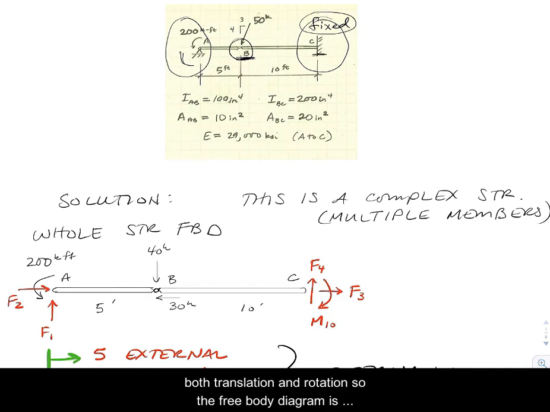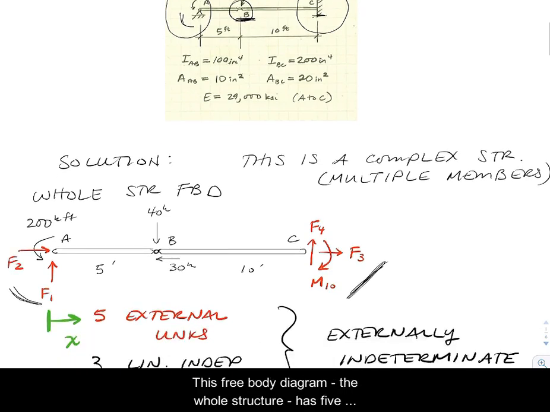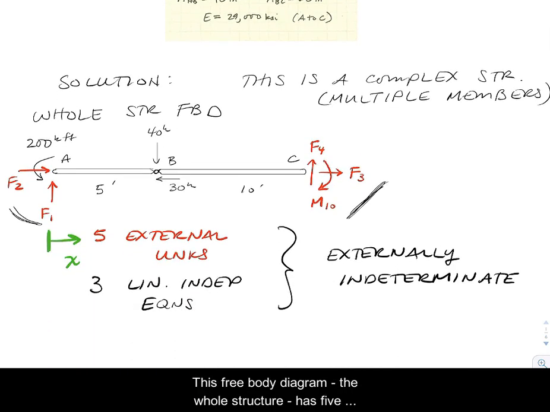So the free body diagram is going to have all the applied external loads. I've done components already for the 50 kip force, which is at a 3-4 angle. So we're going to have components 40 and 30. And I've got the two external support translational restraints on the left end, and on the right end the fixity is represented by two perpendicular forces and an unknown moment. So this free body diagram, the whole structure, has 5 external unknowns as we count them out in red.